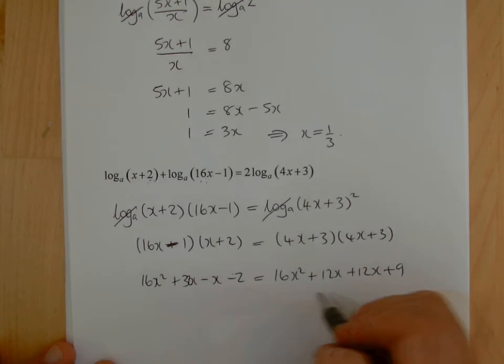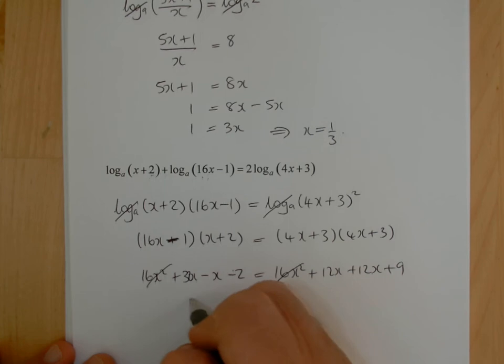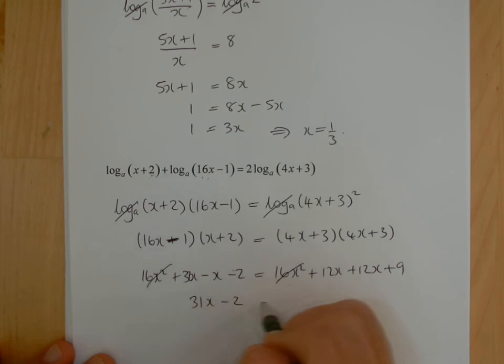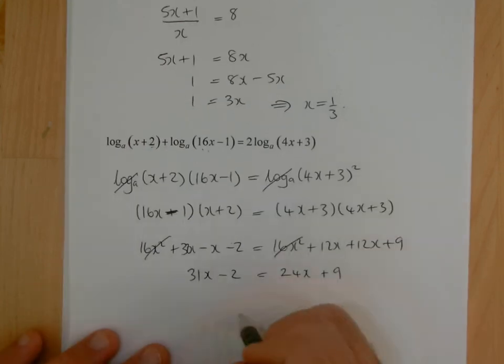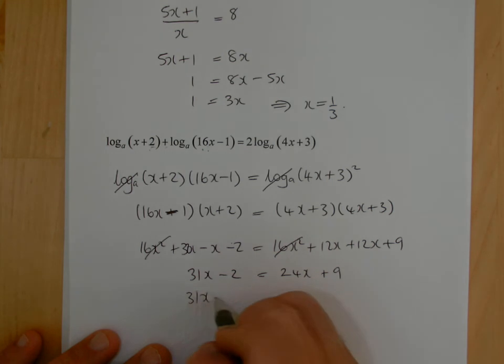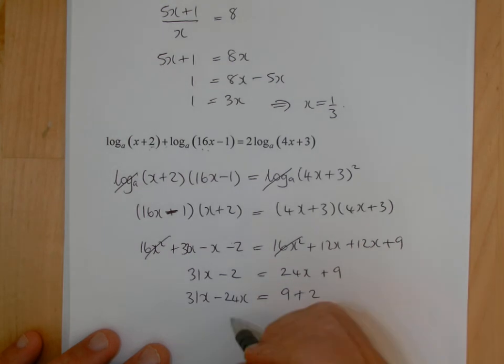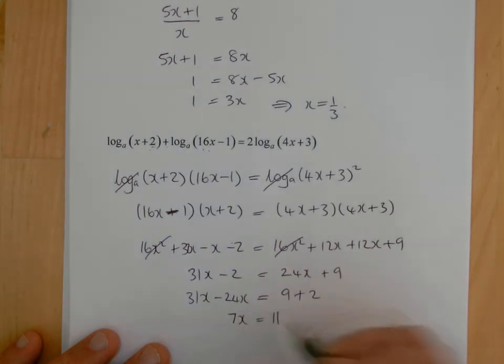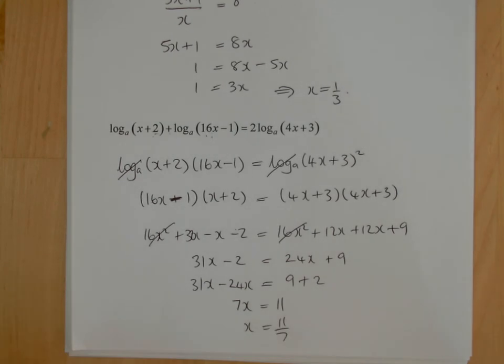You'll notice the 16x squared on both sides, so they'll cancel. I've got 31x minus 2 here, and I've got 24x plus 9 there. Get the x's to one side, so I'll have 31x minus 24x, and get the numbers on the other side, so I've got 9 plus 2. So I've got 7x here, and I've got 11 there. That means x has got to equal 11 sevenths, and we just leave it there as a fraction.